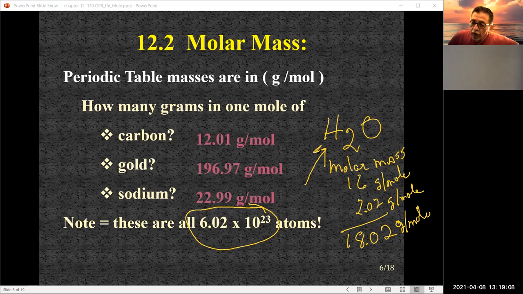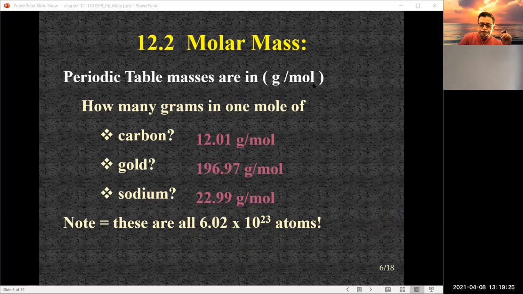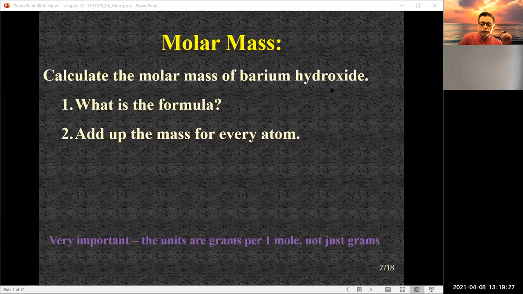And think about all the water on the earth. Heck, just think about the water in your body. That's a lot of water. That's a lot of molecules just on the earth. Tremendous number. Tremendous number. Now, let's go, and this is what the molar mass is all about.